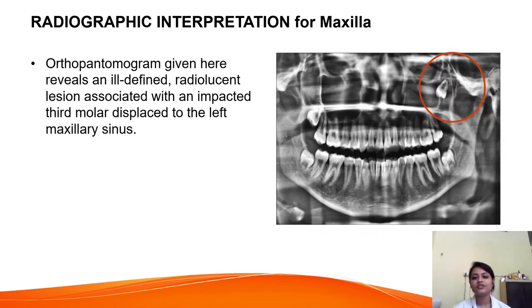Now here one picture is there. It is of the maxilla, or more particularly, the maxillary sinus actually. So here we are seeing an odontogenic keratocyst in the maxillary sinus involving a third molar which has been pushed into the maxillary sinus.